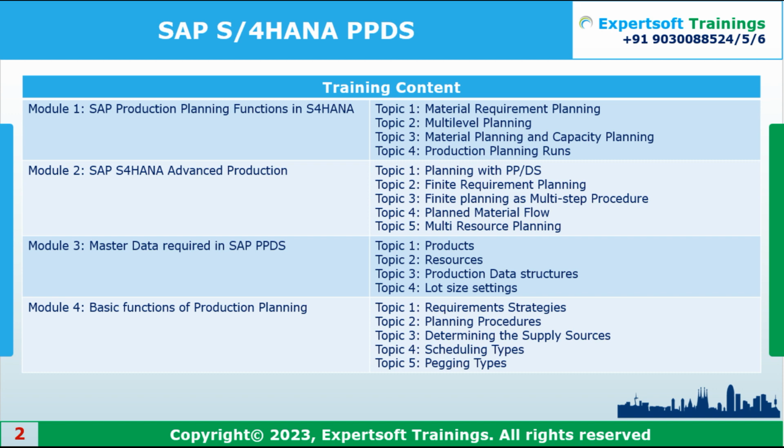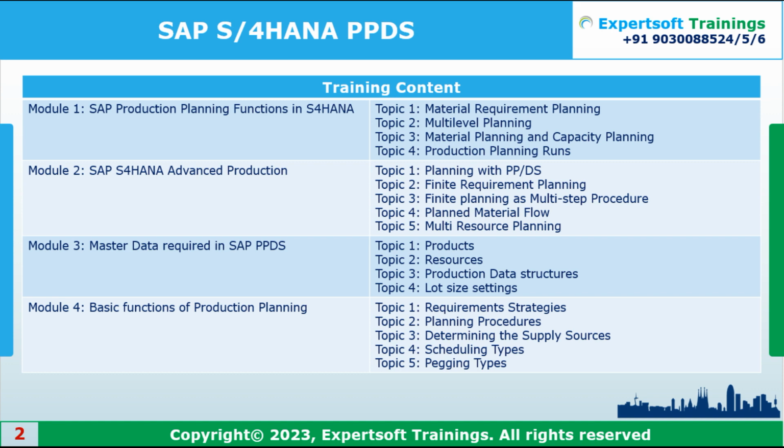Module 3 covers the master data part, I can say the products, resources, production data structure, and other settings related to this master data. Here we can cover how it is different from the normal material master, bill of material, work center, and routing concepts, and what the differences are, and what the nomenclature is for each field and each value in the APO part.